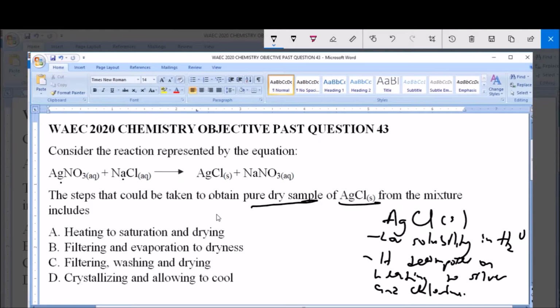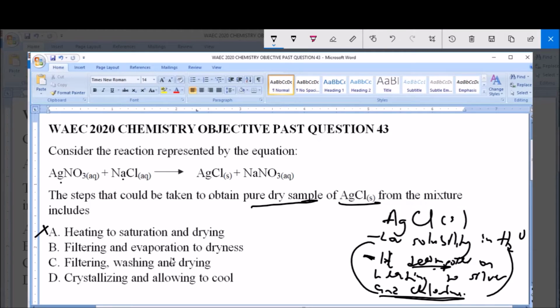Now, option A says heating to saturation and drying. Now, we said it decomposes on heating. So it's a salt that decomposes on heating, and it cannot be subjected to heating to saturation and drying, because that would decompose the salt, the silver salt. So heating to saturation and drying is not the answer to this question.